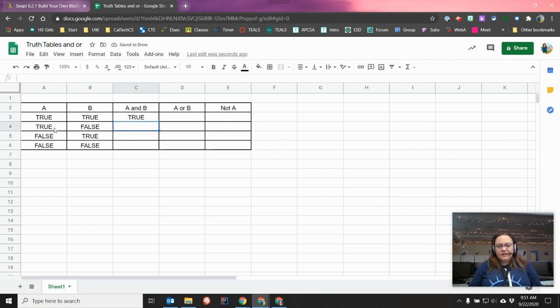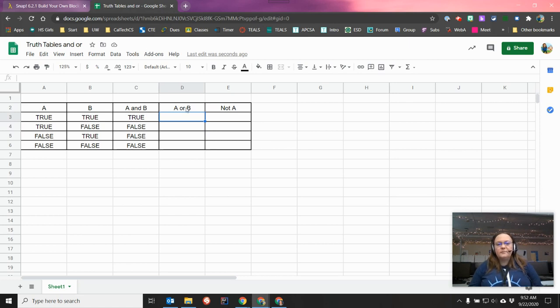When I look at A is true, B is false, A and B are not both true, so this is false. A is false, B is true, so the first part is false, second part is true. As soon as A is false, this statement A and B doesn't even keep going. It says, nope, there's no way, this is definitely false. A is false, I don't even need to look at B. This is going to be false because an and means that both parts have to be true.